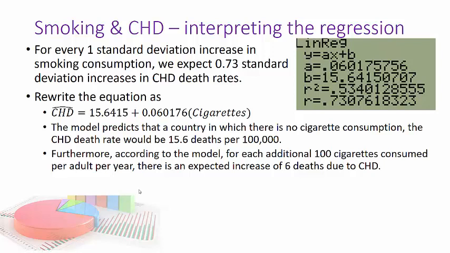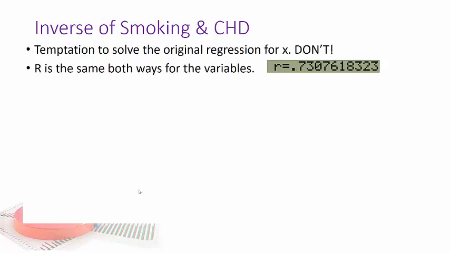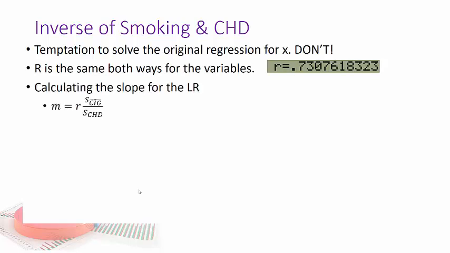Now, the extra thing I want to do is go ahead and look at the inverse, just so you understand what you can do. So there's a temptation to solve for that regression we just did. Don't. Because r is the same both ways for the variables. So you can't just flip it. Calculating the slope, let's go ahead and do it. We're going to use the same formula.